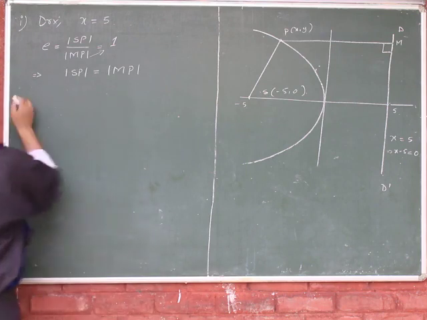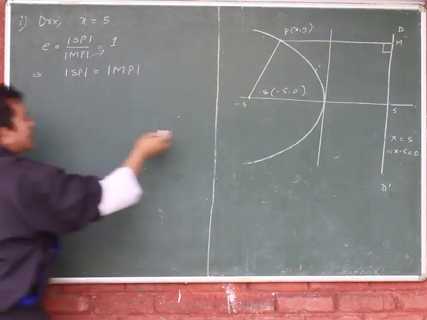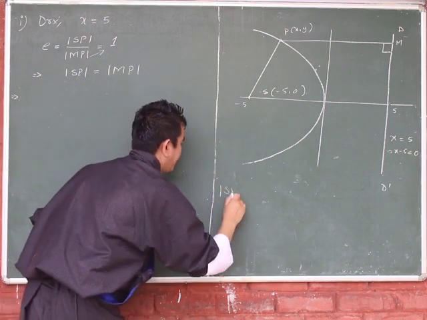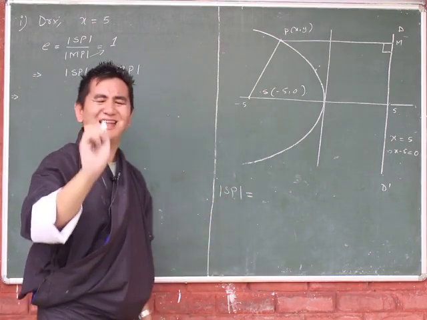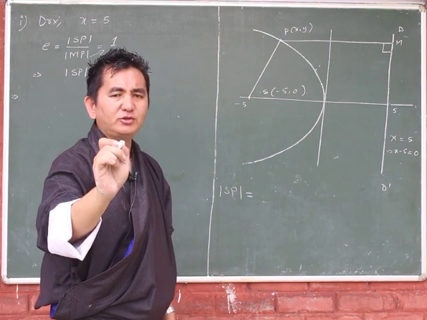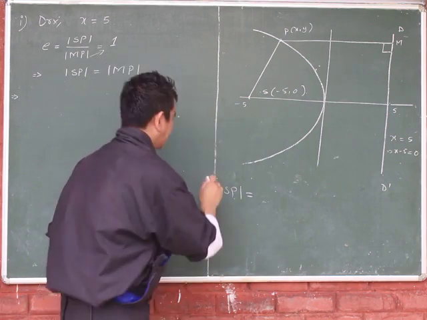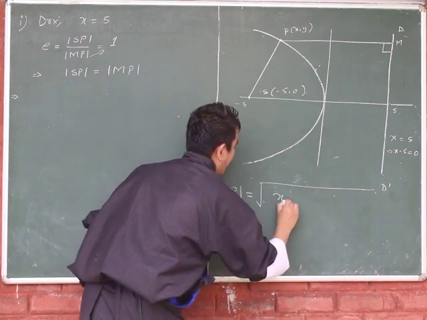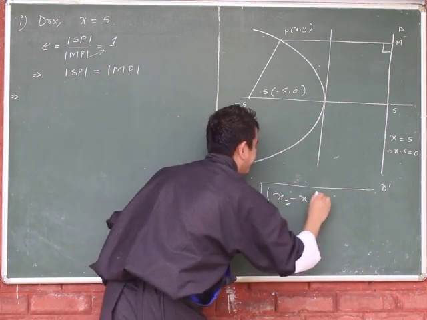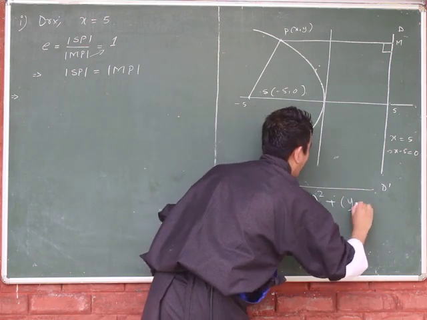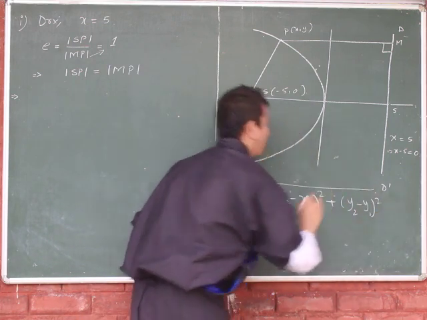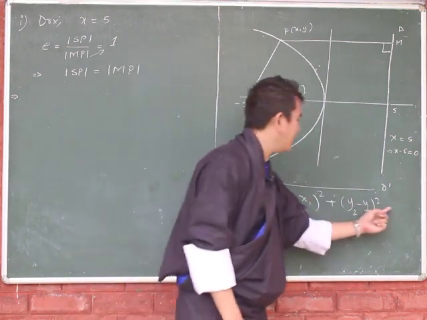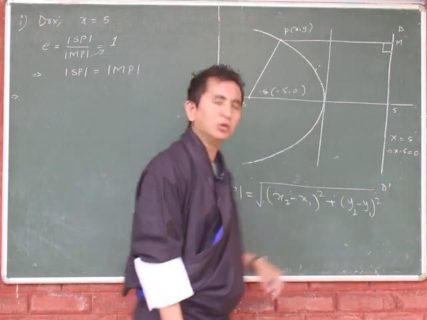SP is the distance between 2 points. In class 11, there's a 2-dimensional geometry. What's the form of distance between 2 points? It is root of (x2 minus x1) whole square plus (y2 minus y1) whole square. This is for 2 dimensions. For 3 dimensions we have plus (z2 minus z1) whole square.